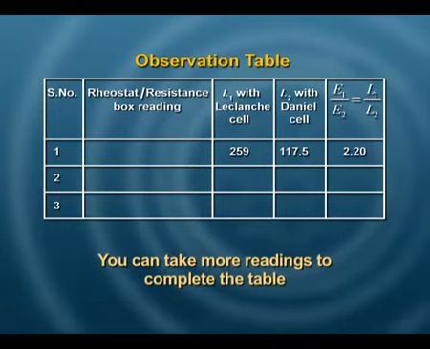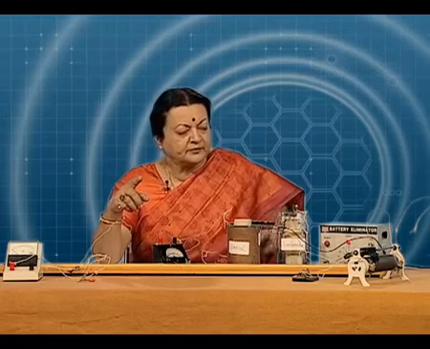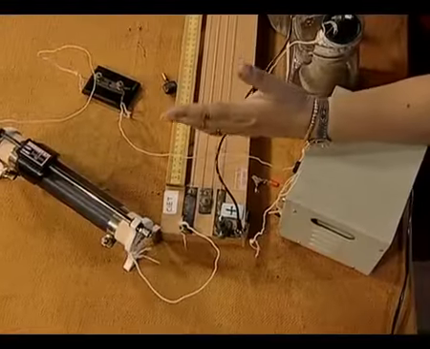One reading is never sufficient. So, there are two ways of taking multiple readings. One is that you change the value of potential difference across the potentiometer wire by changing the rheostat, or else you can put in a resistance box and choose different values from the resistance box and take multiple readings.